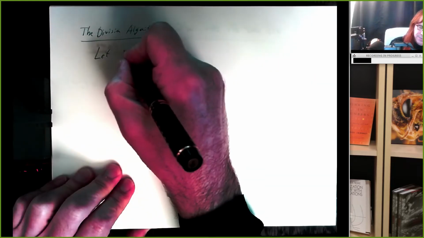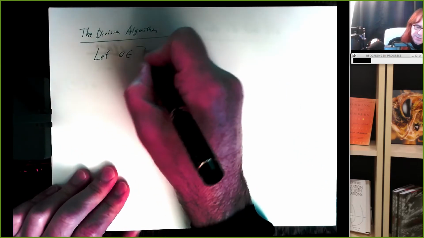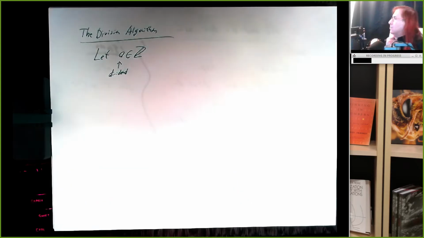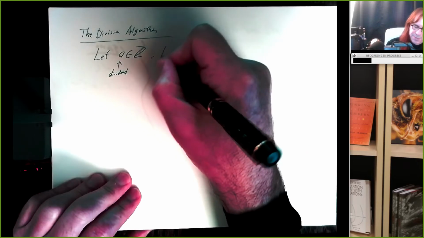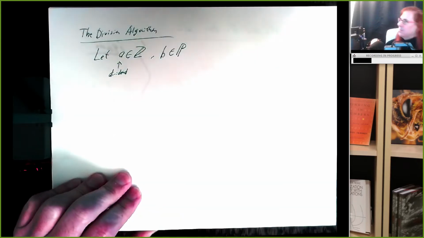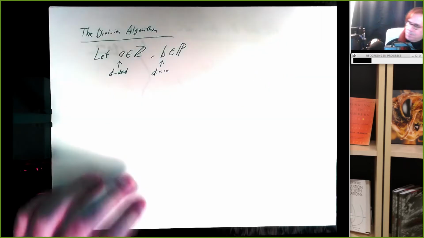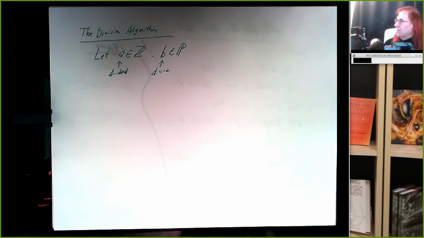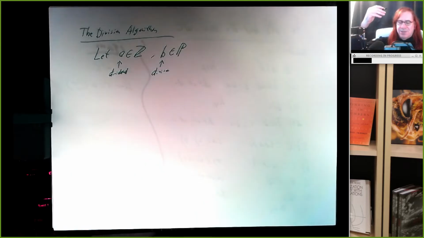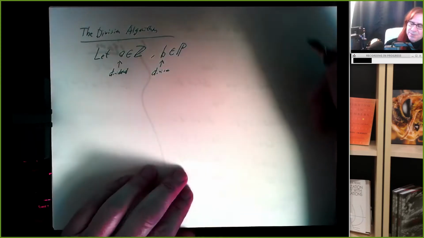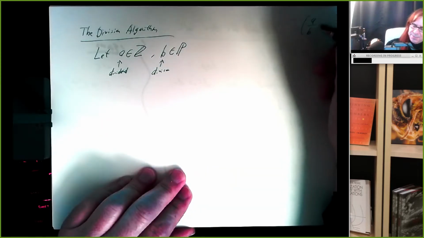So let A be any integer. And we're going to call this A the dividend. And let B be a positive integer, so it's an integer bigger than 0. And we're going to call this the divisor. So we're going to do something related to taking A and dividing by B, right? When you have A divided by B, A is called the dividend, B is called the divisor. So throughout this, think about A divided by B.